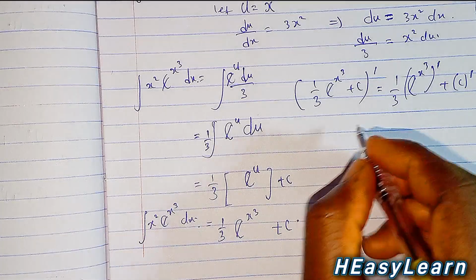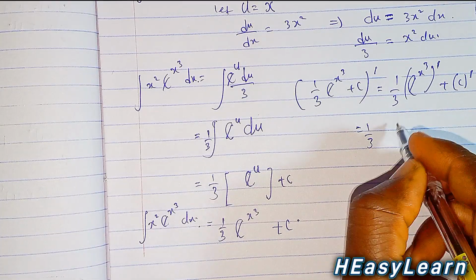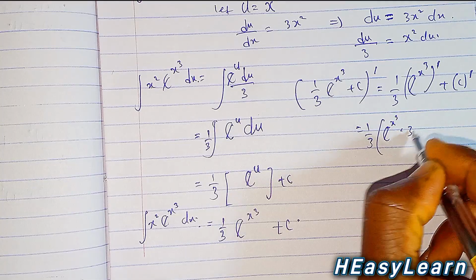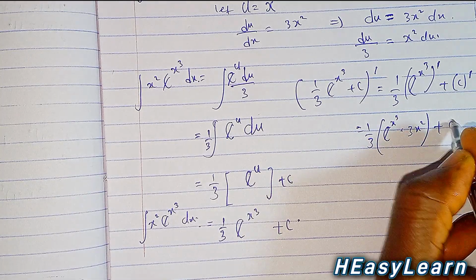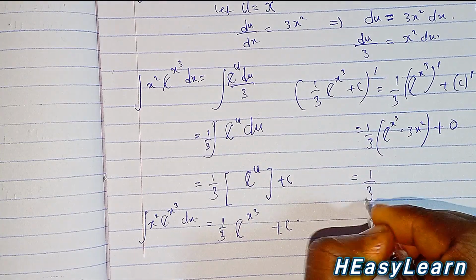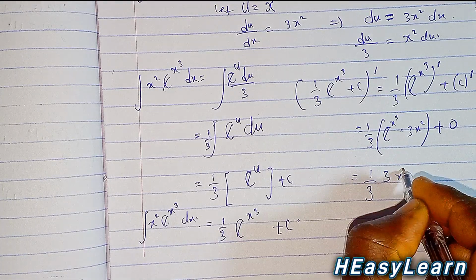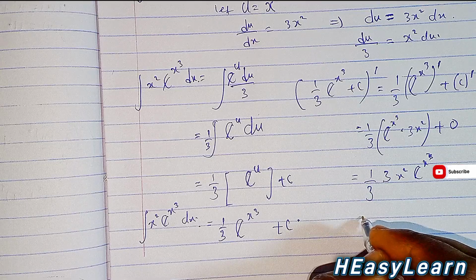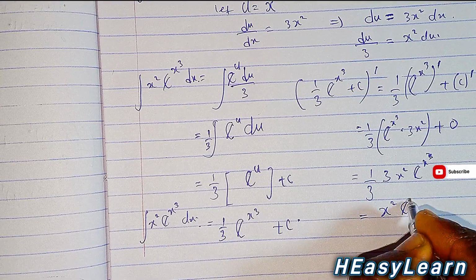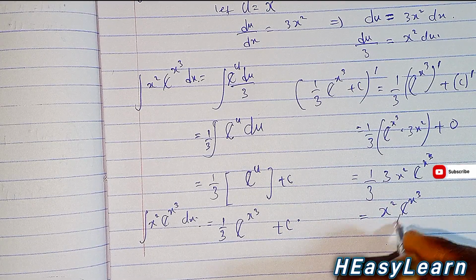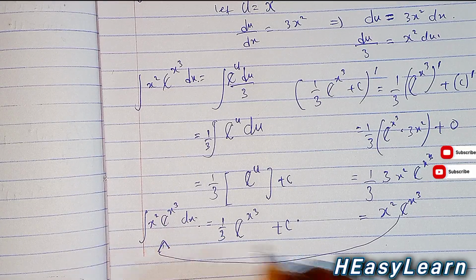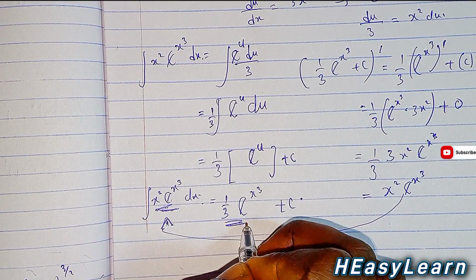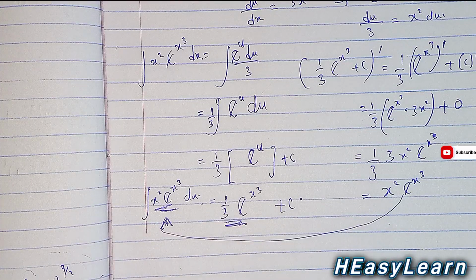What is going to be the derivative of this function? 1 over 3. To differentiate exponential, keep the function multiplied by the derivative of the power, plus 0. This is the same thing as 1 over 3 times 3x squared exponential x to the power of 3. This 3 will go away with this. This is x squared exponential x cubed. This is the function that we integrate. So the antiderivative of this function is 1 over 3 exponential x cubed plus c.